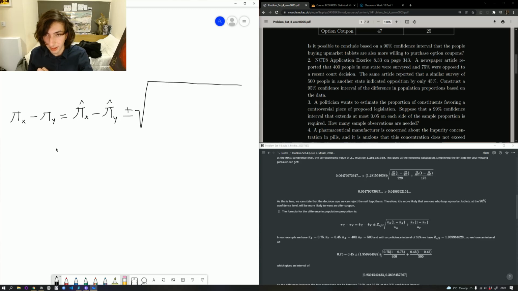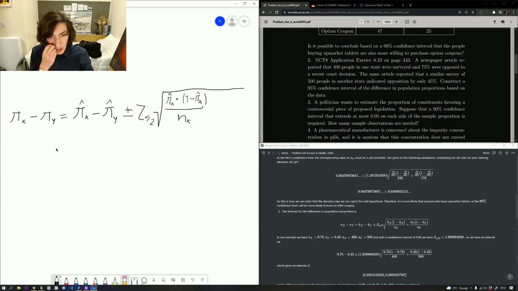So the margin of error here is z alpha over 2, and then you've got the sample proportions here, pi x hat. And then of course you're putting that underneath the number in there, so number x. What we're going to be doing here is we're going to try to find what the question gives us, and hopefully that'll lead us to our conclusion.